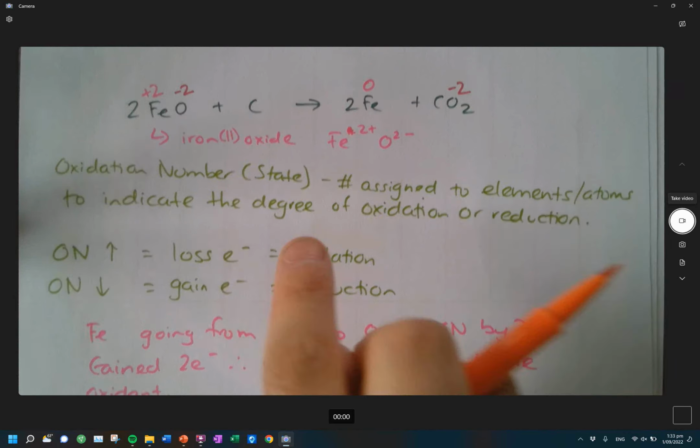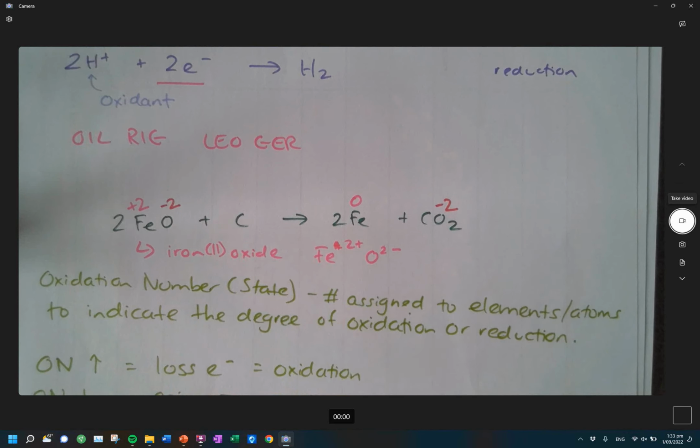All right, carbon, based off of these rules, what should the oxidation number be? Because I can see it's an element.